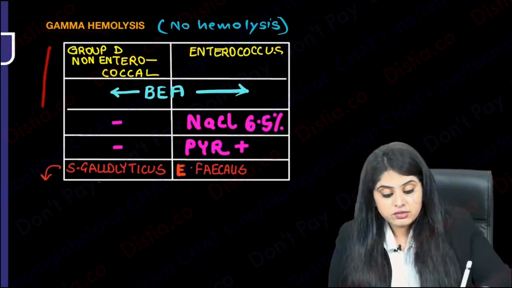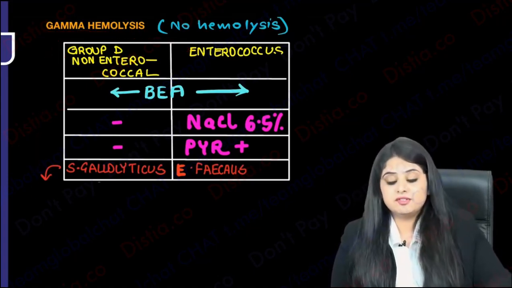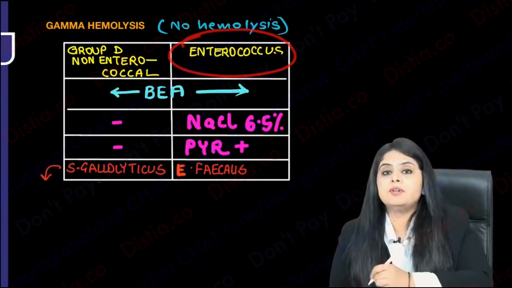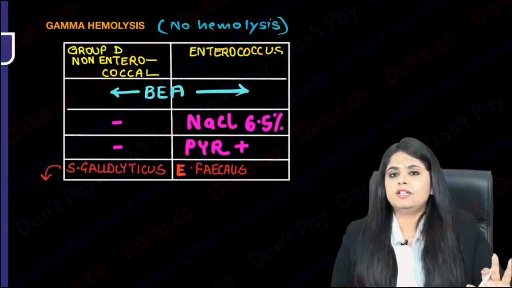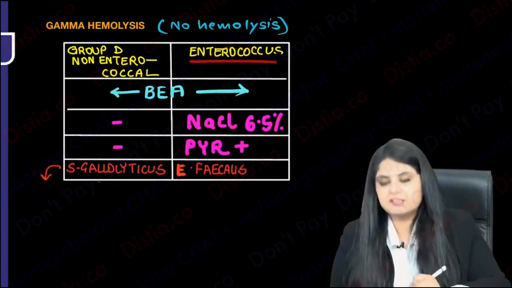I will come back to this table. This is not the right time to teach you this table. I want to first teach you the main member, Enterococcus. Once you are done with all of this, the other family too becomes very easy. So let's read Enterococcus first and then come back.